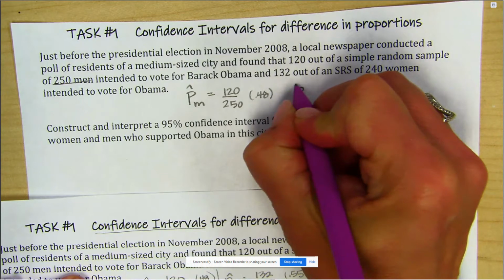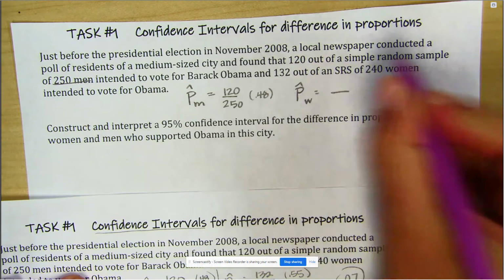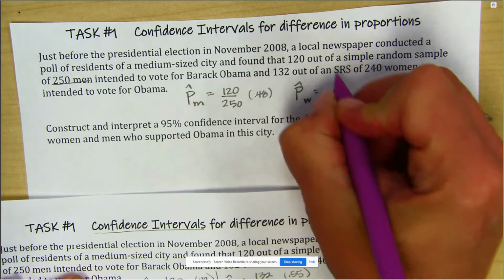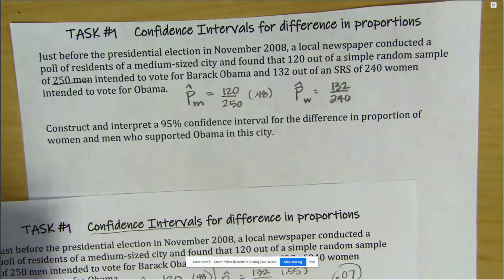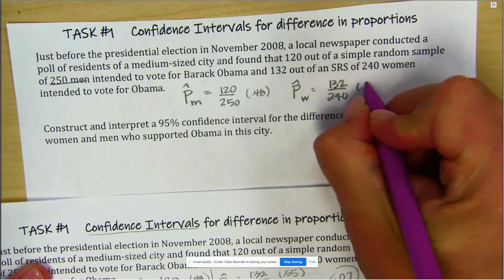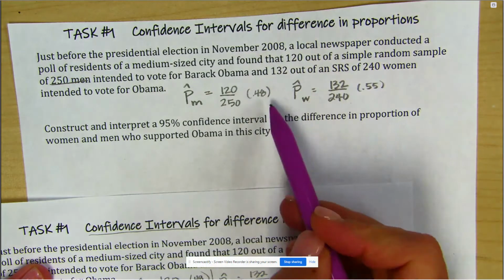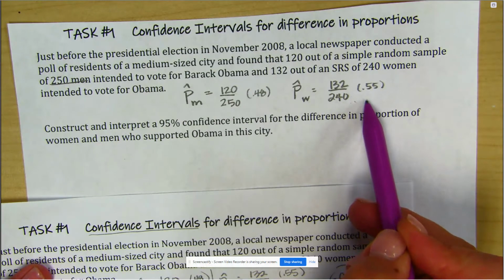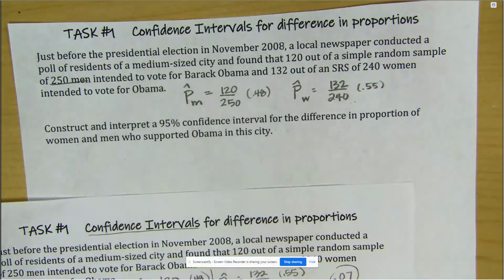And the women, we had 240 women that were surveyed, and 132 of them said yes, we intend to vote for him. That's 55%. So our sample is showing that there's a difference with women being higher. So we want to use that and create an interval that says we're 95% confident that this interval has the true proportion of the difference of male and female voters who are intending to vote for Barack Obama.